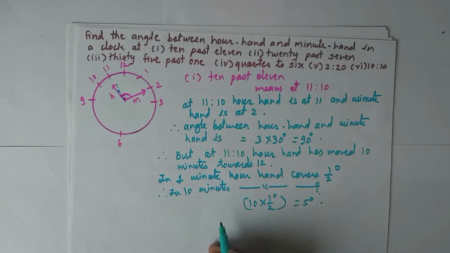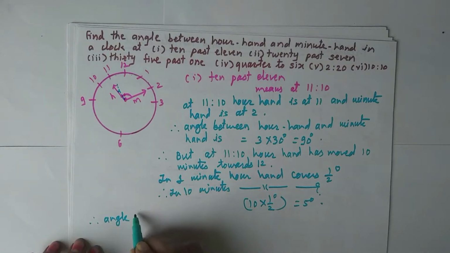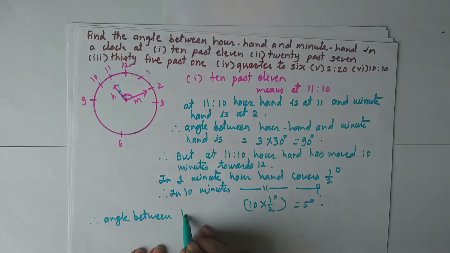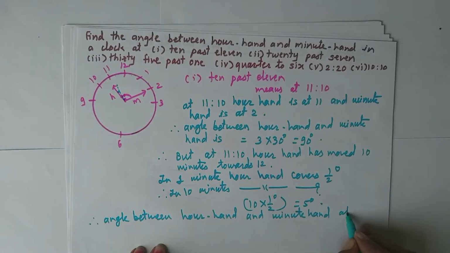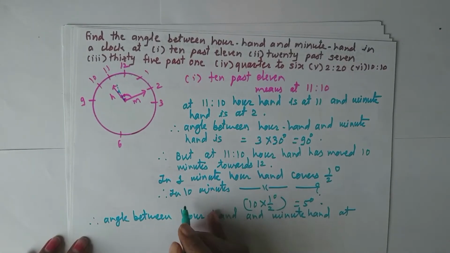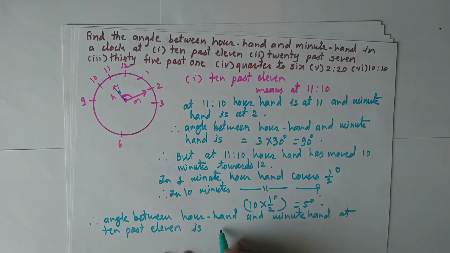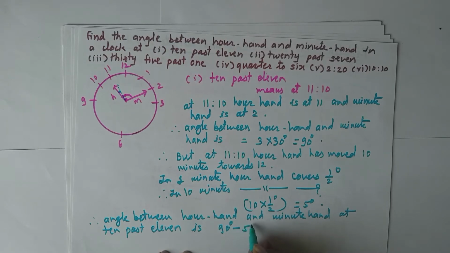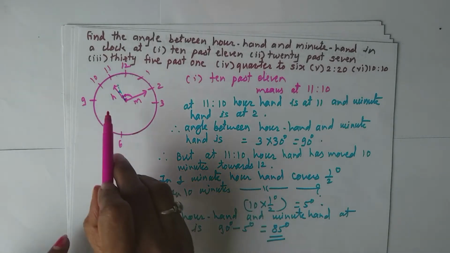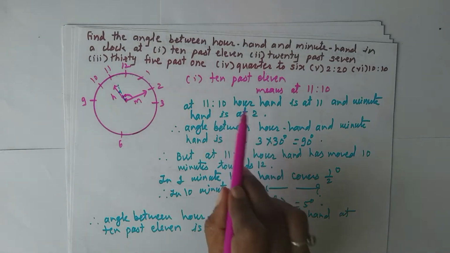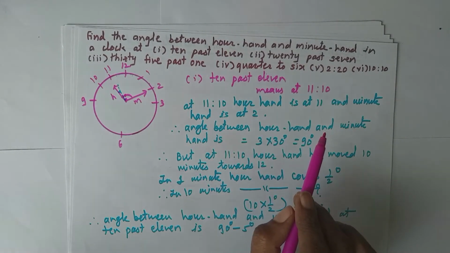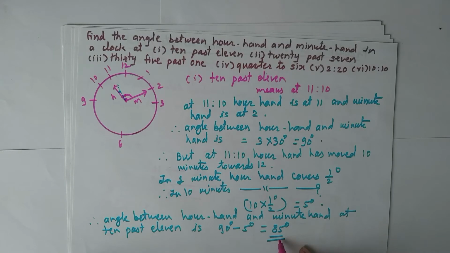Okay. And I will get the exact angle between our hand and minute hand. Therefore you write down: angle between hour hand and minute hand at 10 past 11, that is at 11:10, is 90 degree minus 5 degree, that is 85 degree. Means angle between hour hand and minute hand at 11 hour and 10 minute is 85 degree.